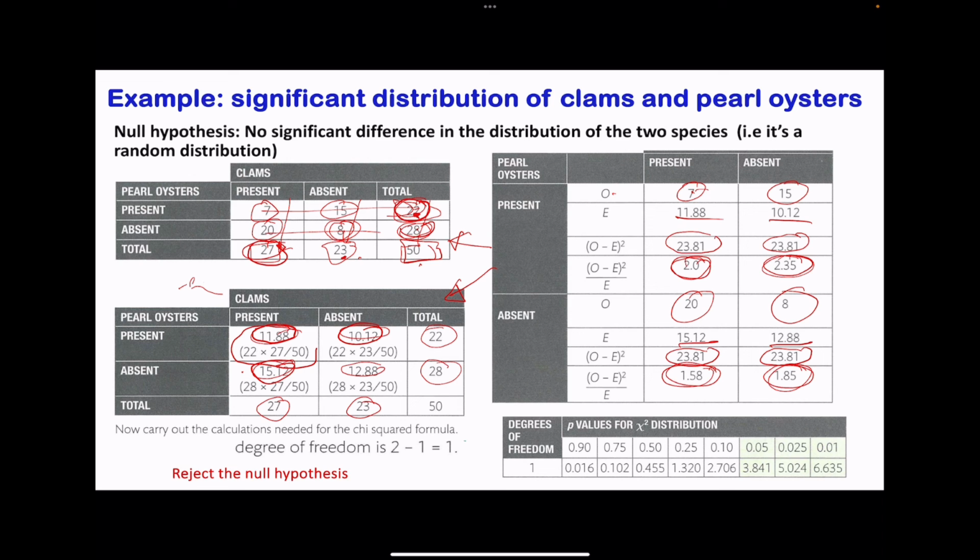When we go to the table of critical results at degree of freedom equal to 1, at p equal to 0.05, this is going to be the value we get. And we can see our calculated value, which is about 7.78, is greater than the critical value. So we're going to reject the null hypothesis, meaning there is a significant difference between the two data sets.